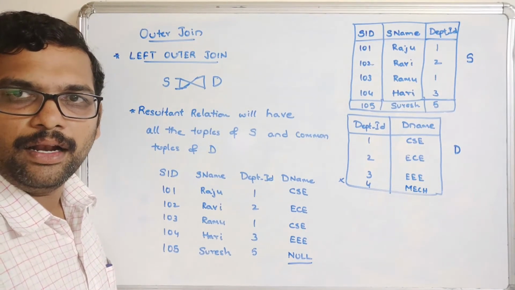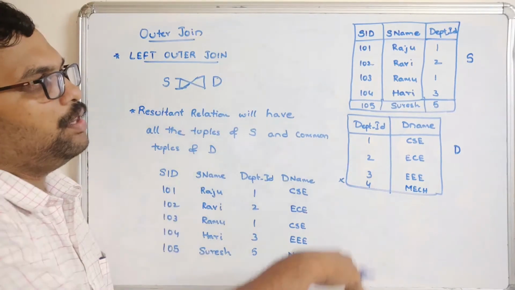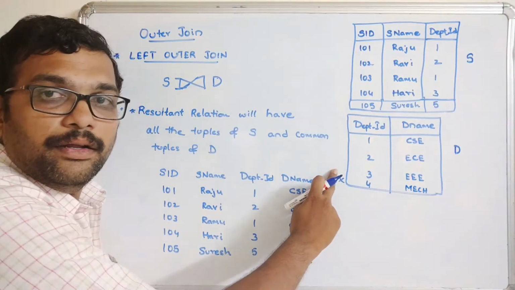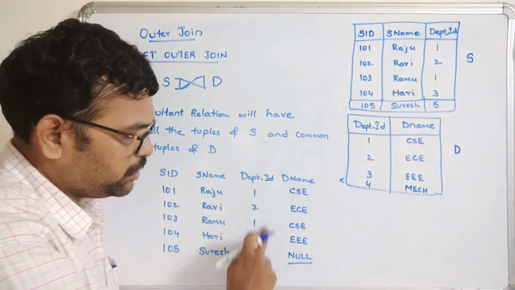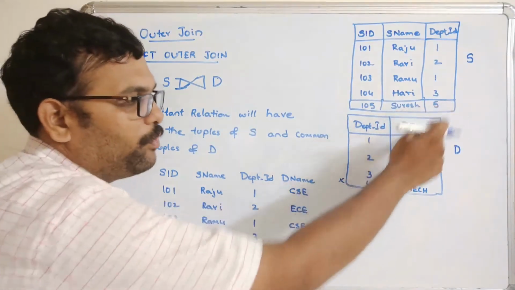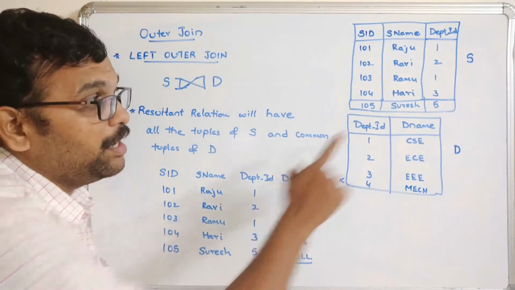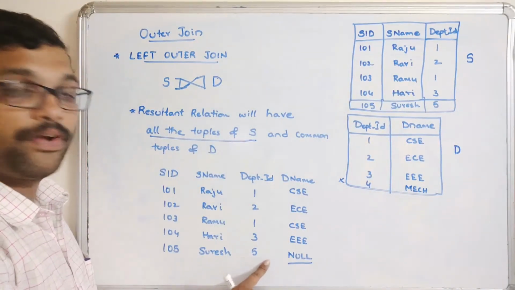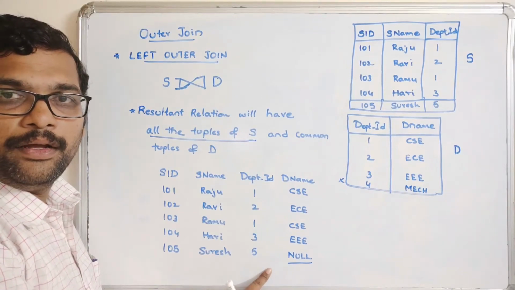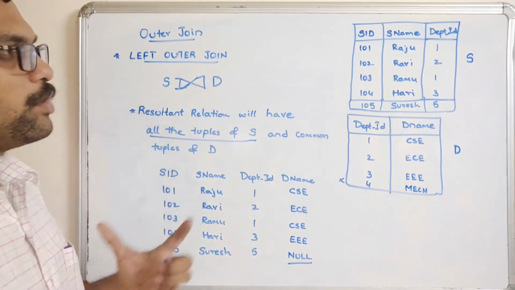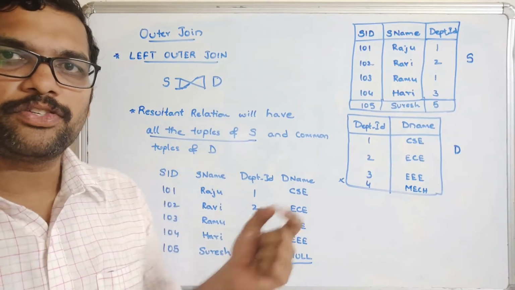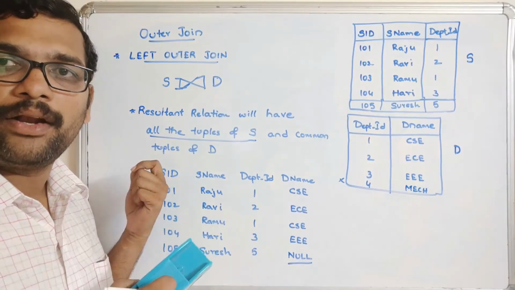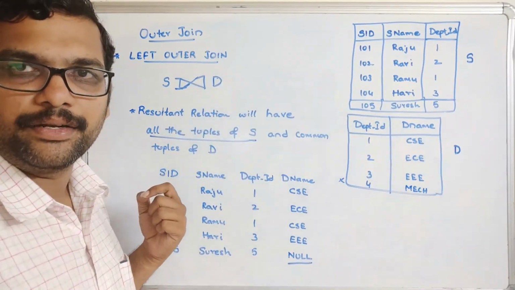We are giving all the tuples of S and the common tuples of D. Common tuples are 1, 2, 3 because there is no 4 and no 5. So we have given null, but 5 is available in S, so we have to write all the tuples of S. So we have written 105 also, right? This is called a left outer join. We consider all the tuples of the left-hand side relation, and only the common tuples of the right-hand side relation.